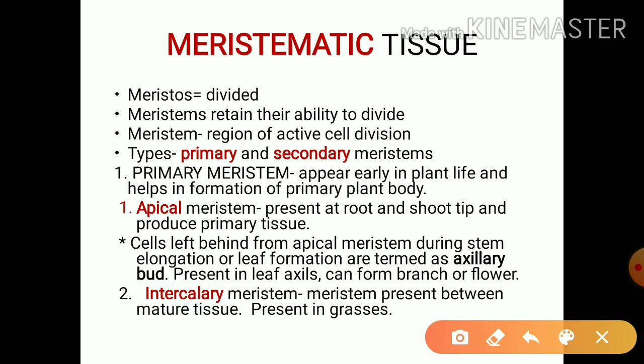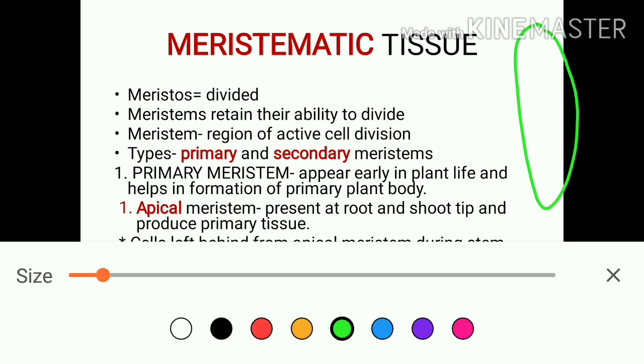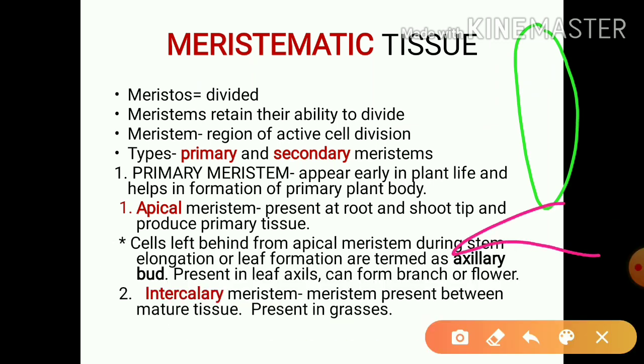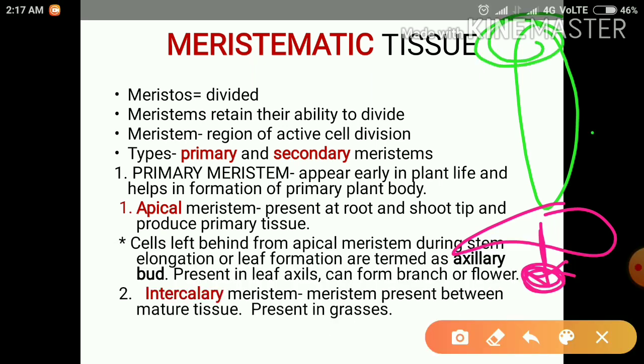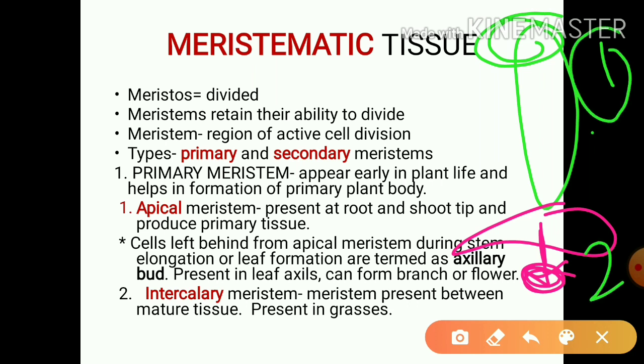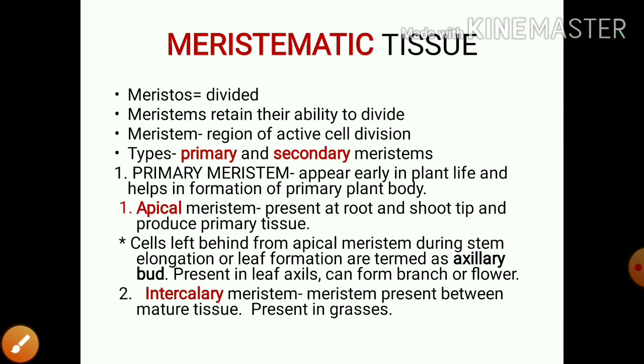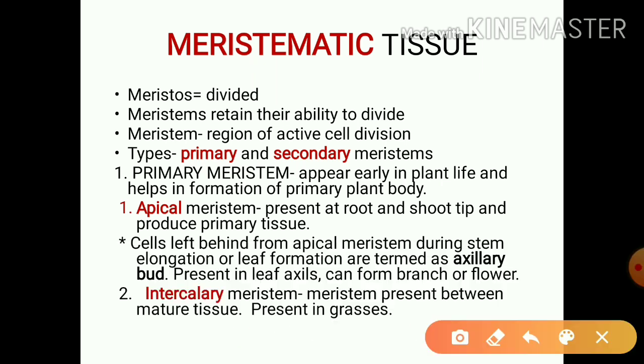So a plant is usually divided into two main parts. Upper one is shoot and lower one is root. This root is having a tip, this is called as root tip, and this shoot is having a tip called as shoot tip. These two parts are having meristems which are responsible for the growth of the plant. Now meristems are of two types. One is primary and second one is secondary.